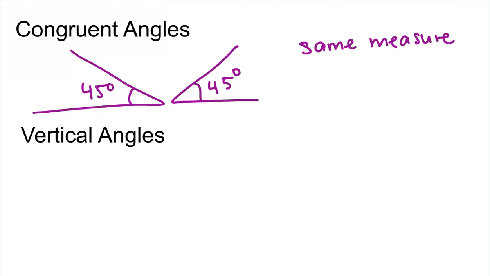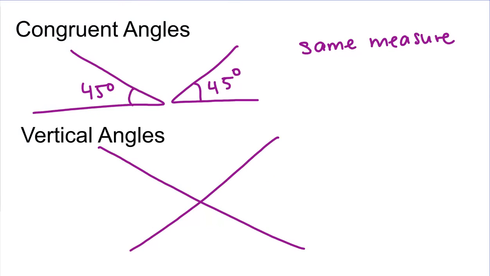Now, when we have intersecting lines, we are getting into vertical angles, because a vertical angle is formed when two opposite angles formed by the intersection of two lines meet. So I said that stupidly.